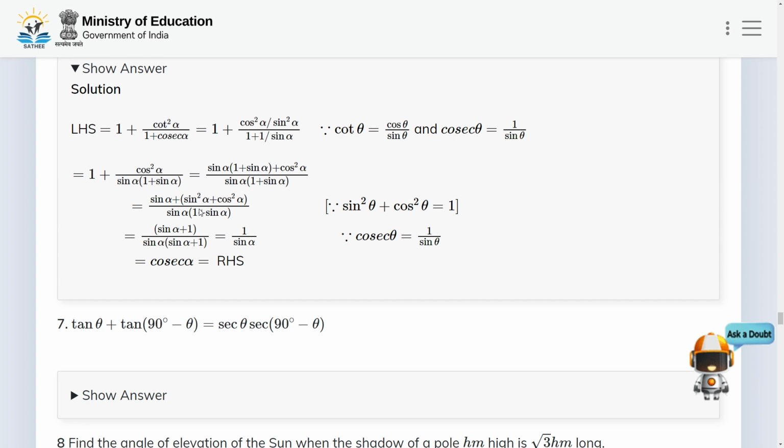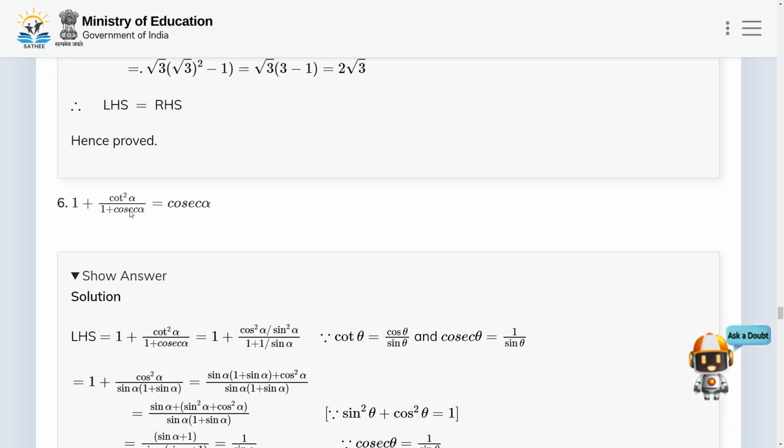Okay, so here we can substitute the value of sin square alpha plus cos square alpha is equal to 1. Then we'll get this is equal to (sin alpha plus 1) divided by sin alpha into (sin alpha plus 1). Here sin alpha plus 1 in the numerator and denominator will cancel, and then we'll get this is equal to 1 by sin alpha. And this is equal to cosec alpha, since we know that cosec theta is equal to 1 by sin theta. This is our right hand side, so hence (1 plus cot square alpha) by (1 plus cosec alpha) is equal to cosec alpha.